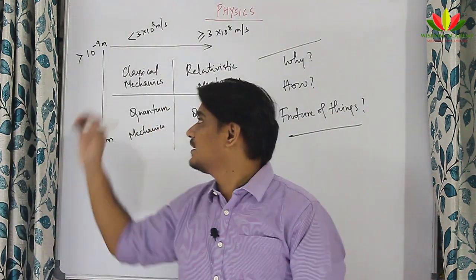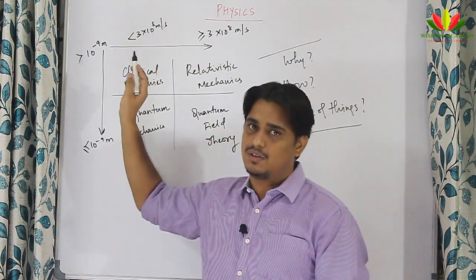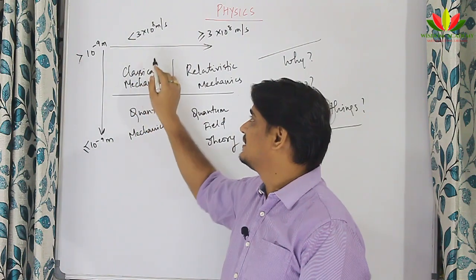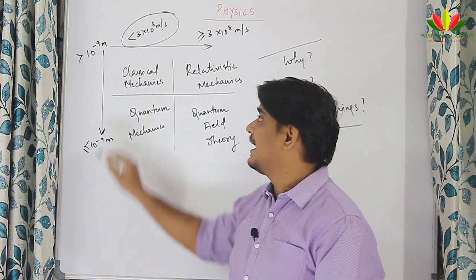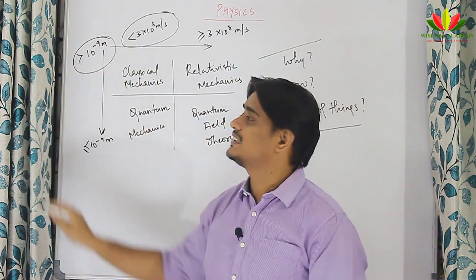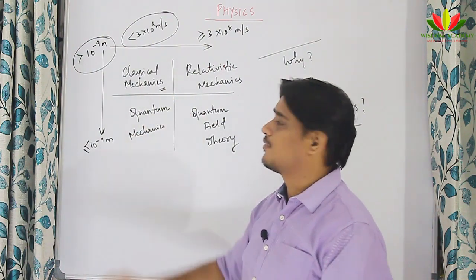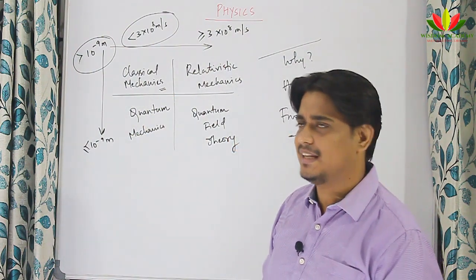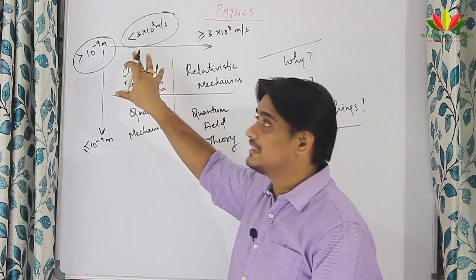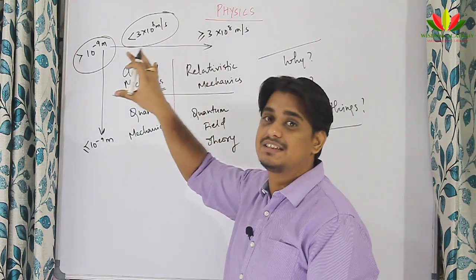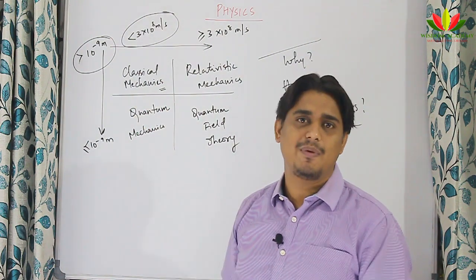So if you see this chart, you will get an understanding that all the quantities or all the objects or particles which are having a speed less than the speed of light and having the size more than 10 to the power minus 9 meter comes under the study of classical mechanics. So what is classical mechanics? Classical mechanics is a part of physics where we learn about the things which are having a velocity less than the velocity of the light and having a size of more than 10 to the power minus 9 meter.